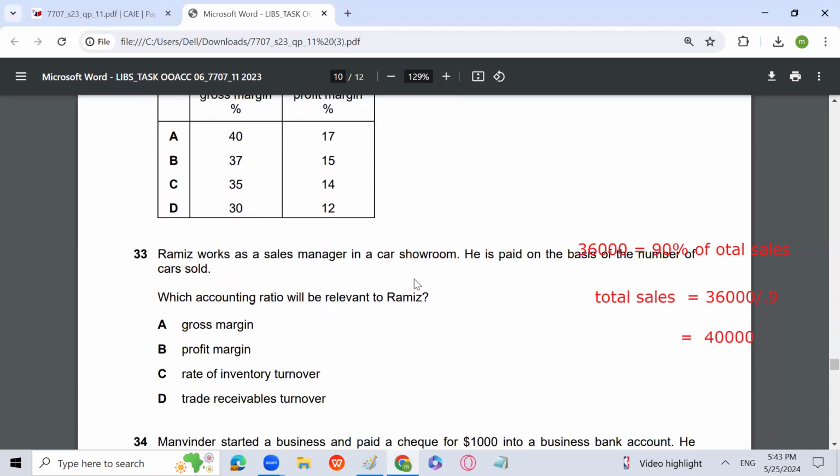Ramesh works as a sales manager in a car showroom. He is paid on the basis of number of cars sold. Which accounting ratio will be relevant?